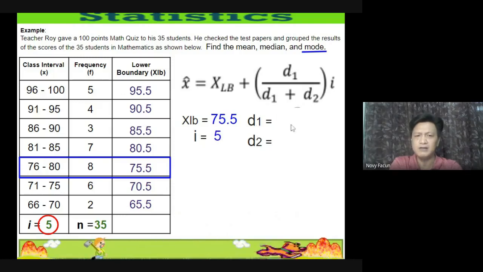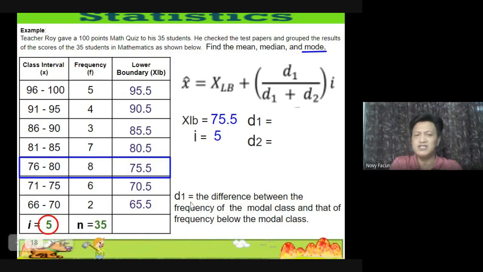And this d sub 1 naman, paano natin malalaman yung d sub 1? Pag sinabing d sub 1, difference between the frequency of the modal class, yung frequency of the modal class is 8. Okay, so all you have to do is titignan natin yung nasa ibaba niya na frequency. Yun po yung isosubtract natin dito sa ating frequency of the modal class. Yun ang magiging value natin doon sa d sub 1. Kaya nga that is 6. Kaya susubtract natin yan. 8 minus 6, that is 2. Yun po yung ating value sa d sub 1.